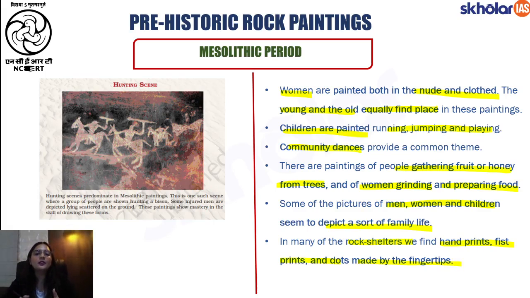Now, students, this particular slide is giving us a glimpse into the daily life activities of the human beings belonging to the Mesolithic period, wherein we can see that a sense of family and community had already begun, by the examples of community dancing and the depictions of family life. Apart from this, we also know what the daily activities were that women were doing, such as preparing food or gathering fruit or honey, etc. So these examples are very important in order to understand the social life of the Mesolithic period.